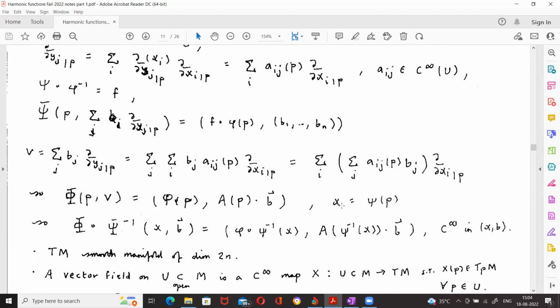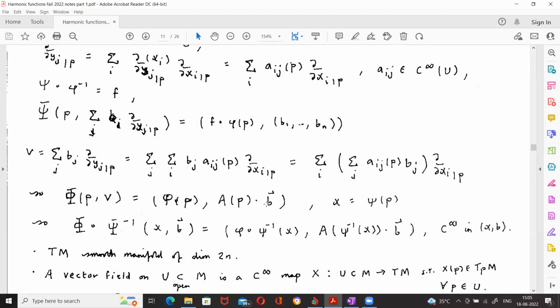Is this clear? Yes, sir. Okay, the same vector v I'm writing in two ways. In terms of ∂/∂y_j's, the coefficients are b_j, or I'm writing in terms of ∂/∂x_i's, the coefficients are summation a_ij b_j, right? So these b_j's will map under capital psi to the column vector b, and this summation a_ij b_j will map to the column vector A times b, capital A into b, right?